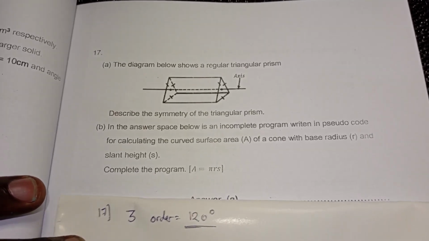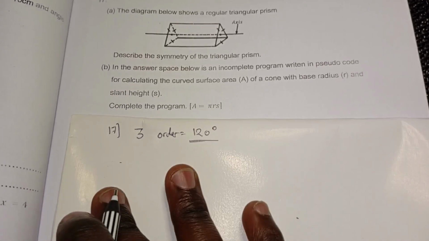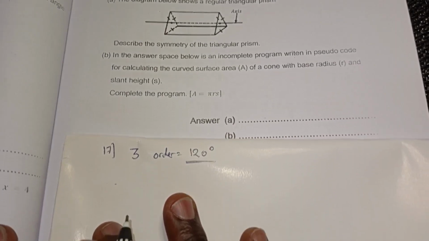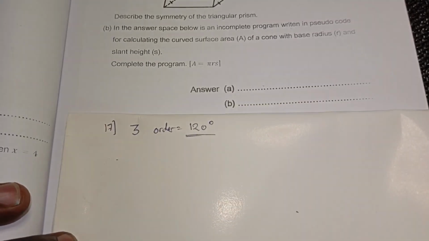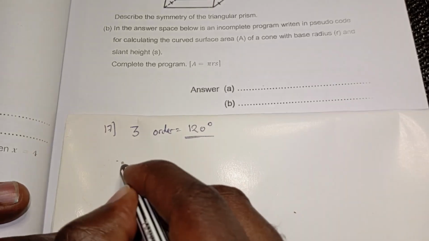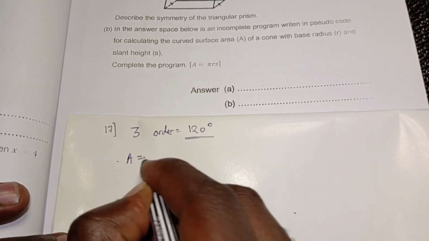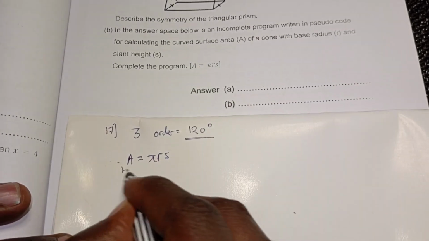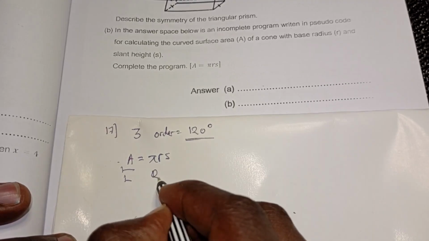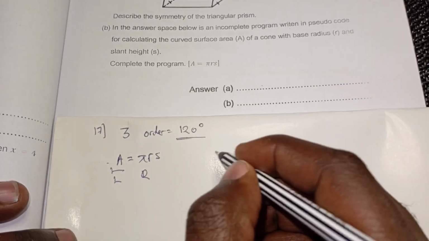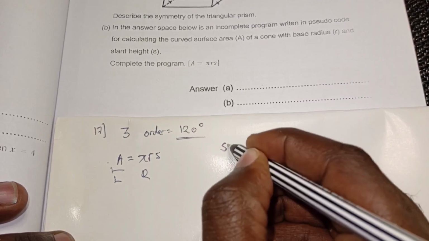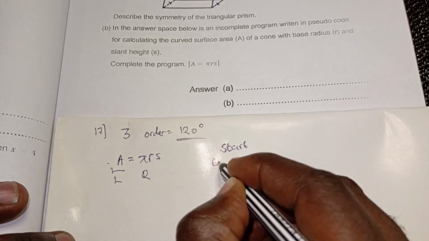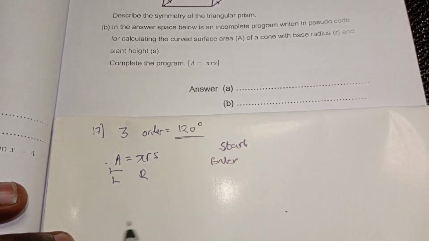Okay. So in the answer space below is an incomplete program. Write the pseudocode. Okay, so we just write the pseudocode for calculating the surface area. So our formula is A equals pi r s. So you have the left side and the right hand side. So you are going to start any program, you begin like this: start. Okay, and then you go on to enter. Now what are you entering here?